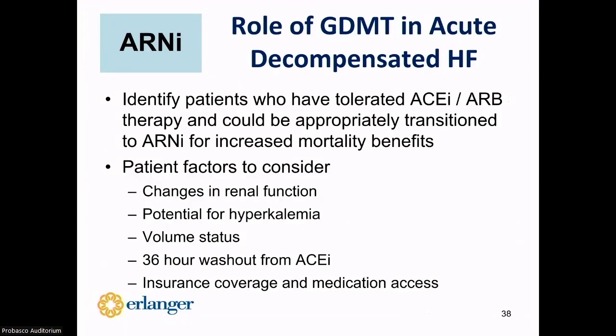So what should we do with an ARNI for patients who are here and admitted for acute decompensated heart failure? I think our best bet is to identify patients with HFrEF who have already tolerated an ACE or an ARB. And if their insurance coverage allows, trying to transition them to an ARNI, making sure we always keep in mind our renal function, the potential for hyperkalemia, any type of volume status that might cause some hypotension, ensuring patients have the 36-hour washout from an ACE inhibitor, and then always making sure that these medications are accessible to our patients, because if we prescribe a medication and they can't receive it, we lose our benefit there.